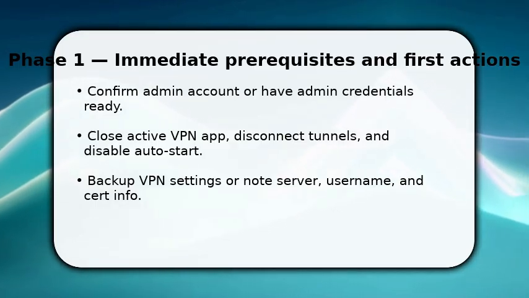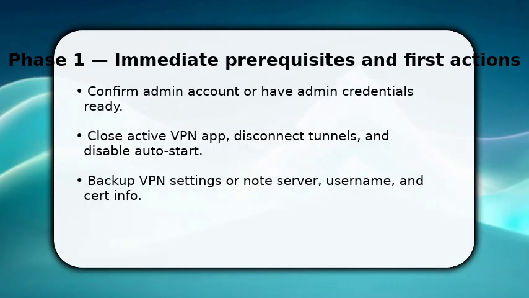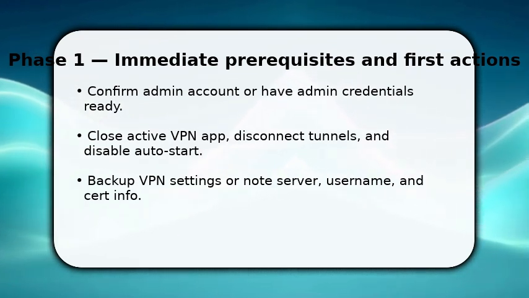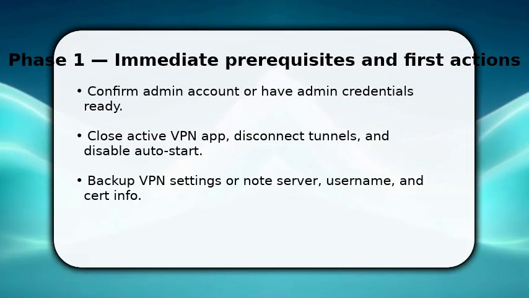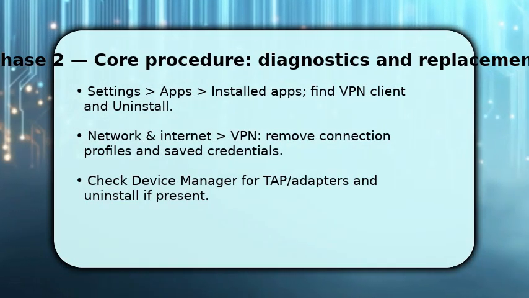Instead, open settings to save time and move directly into apps. This starts the removal process and prevents permission errors. Open Settings and go to Apps, then Installed Apps. Locate the VPN client and choose Uninstall. Follow on-screen prompts so leftover services stop.